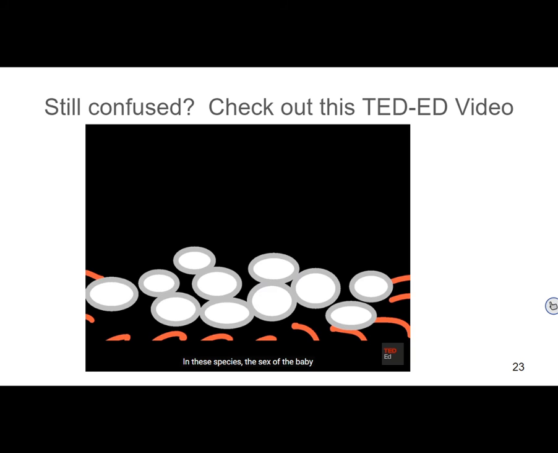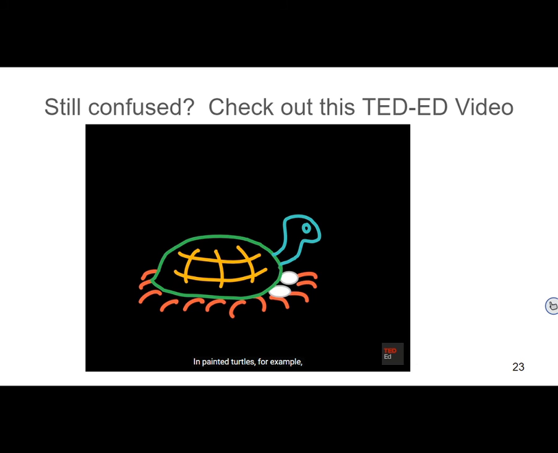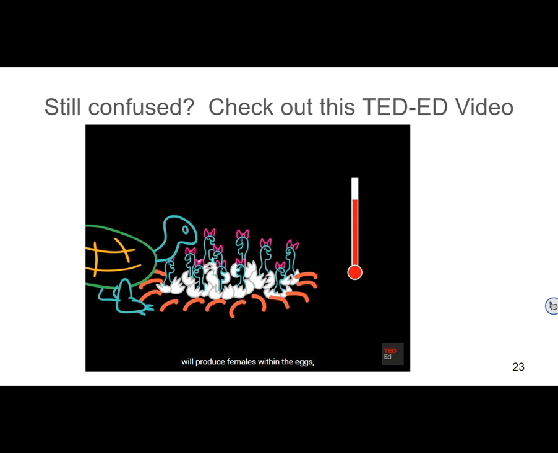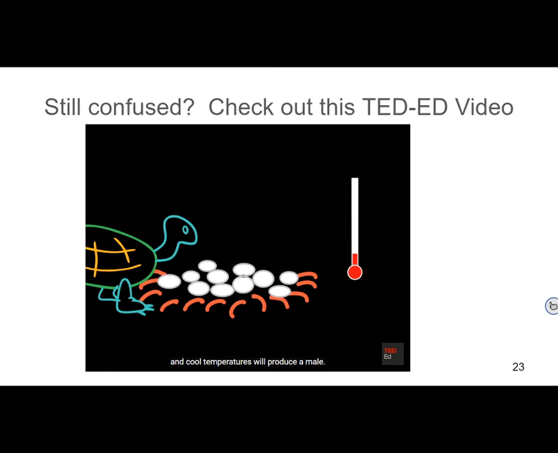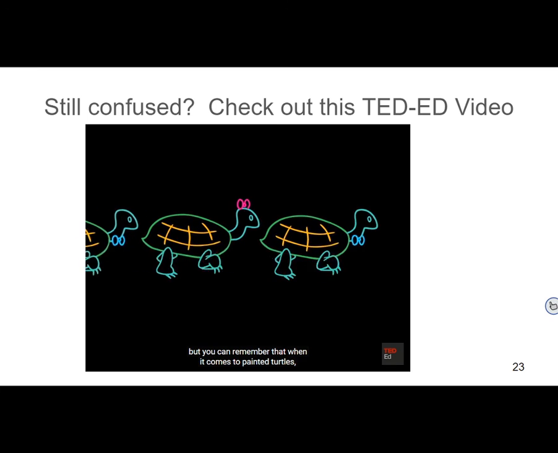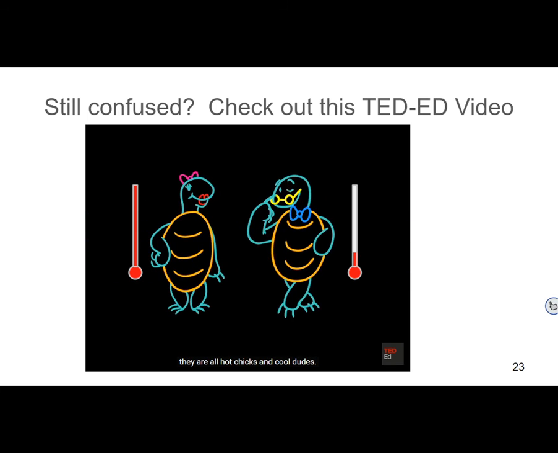In these species, the sex of the baby is not yet determined when the egg is laid, and it remains undetermined until sometime in the middle of the overall development period when a critical time is reached. And during this time, the sex is completely determined by temperature in the nest. In painted turtles, for example, warm temperatures above the critical temperature will produce females within the eggs, and cool temperatures will produce a male. I'm not really sure who came up with this mnemonic, but you can remember that when it comes to painted turtles, they are all hot chicks and cool dudes.